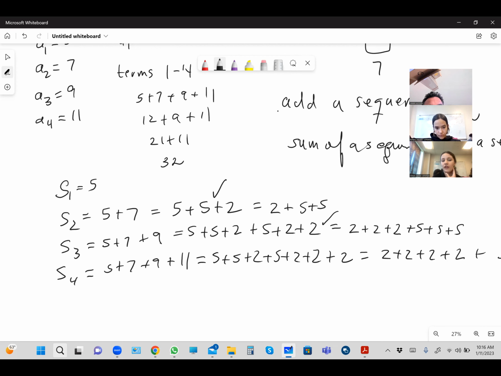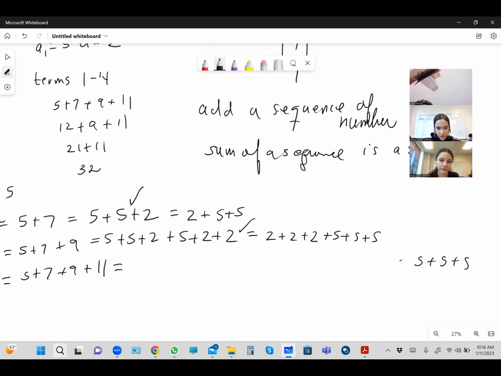Now, let me redo the fourth one because this is important because we got to see patterns. Without seeing the patterns, we can't develop a formula. If we can't develop a formula, then what's the point of me doing this? All right, so let's take our time.